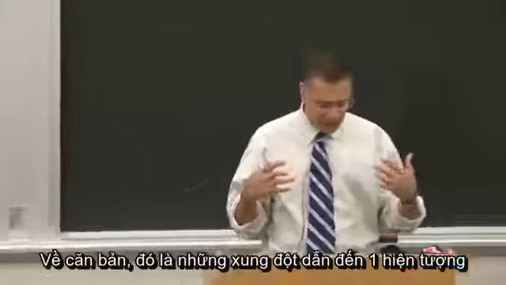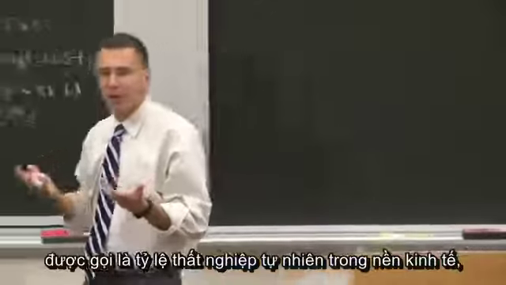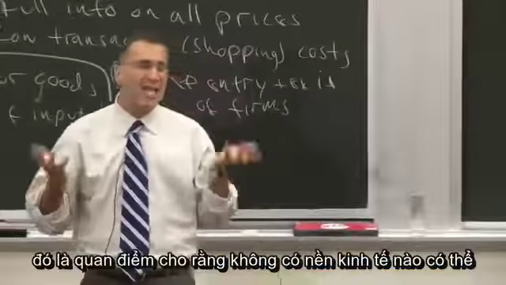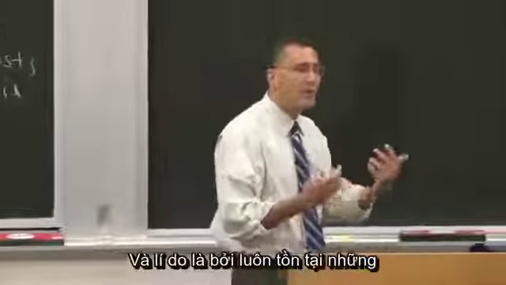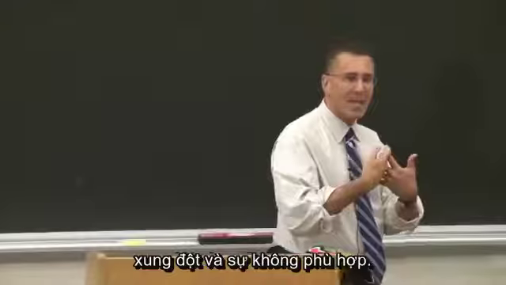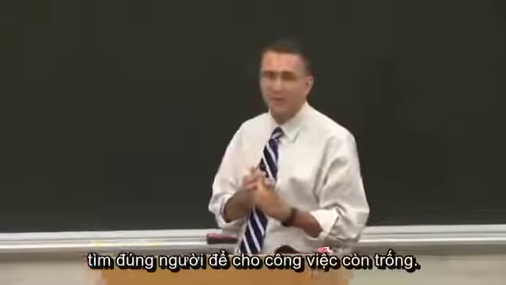Okay? And basically, it's these frictions that lead to what we call the natural rate of unemployment in our economy, which is the notion that no economy would ever get down to zero unemployment. That's impossible. And the reason is because there'll always be some frictions and some mismatch. There'll always be some inability of people to find the right people to fill their vacancies.